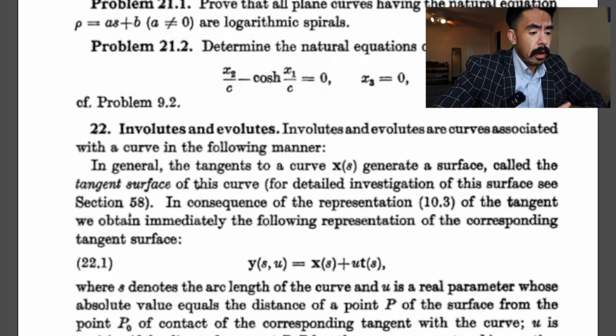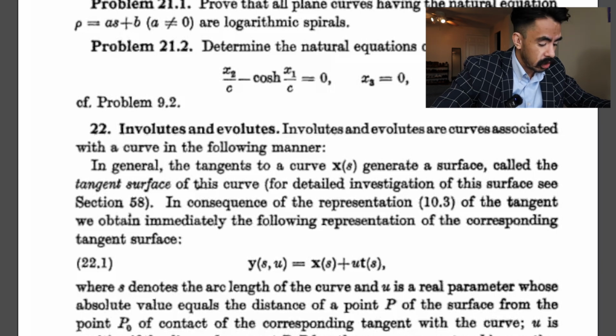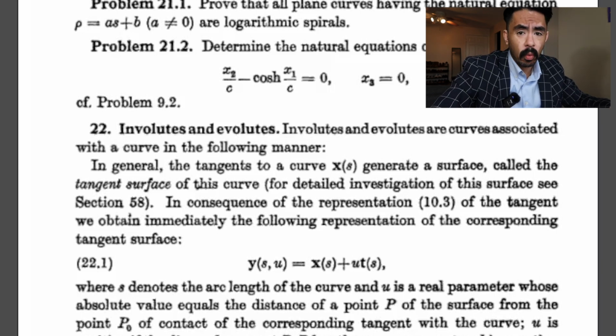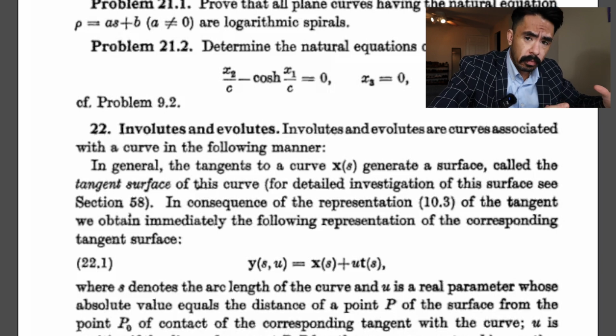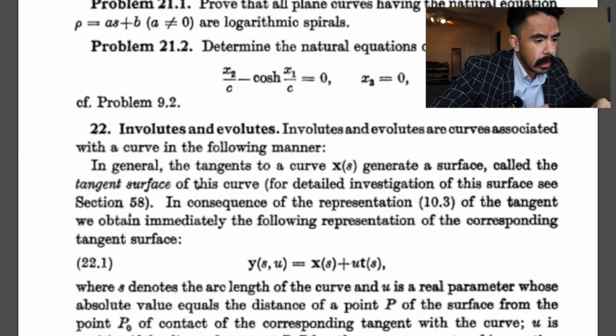In consequence of the representation 10.3 of the tangent, which is just vector y of real parameter u equal to vector x plus parameter u times vector t, where the vectors x and t depend on the curve capital C proper and the particular point that you want to define this tangent about.